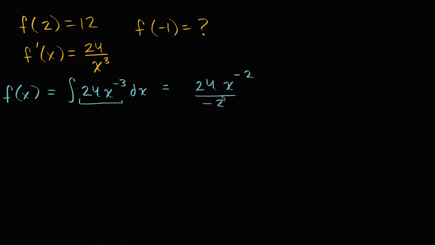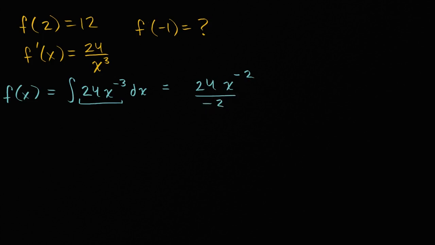And if you're in doubt about what we just did, where we're kind of doing the power rule in reverse, now take the derivative of this using the power rule. Negative 2 times 24 over negative 2 is just going to be 24. And then you decrement that exponent, you go to negative 3. So are we done here? Is this f of x?